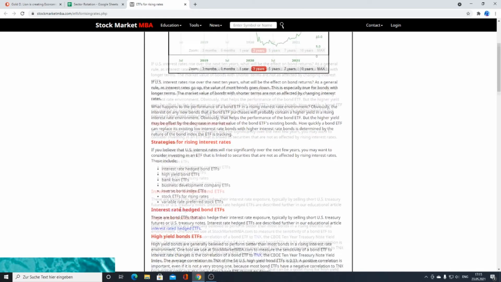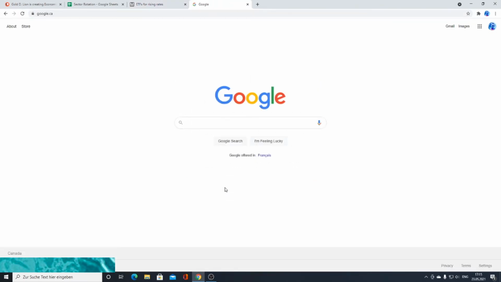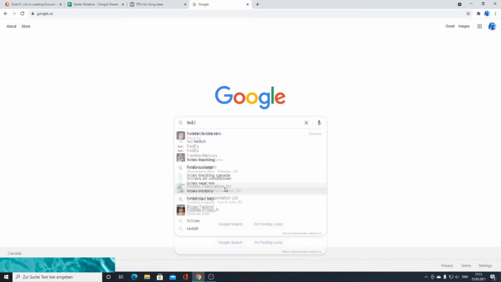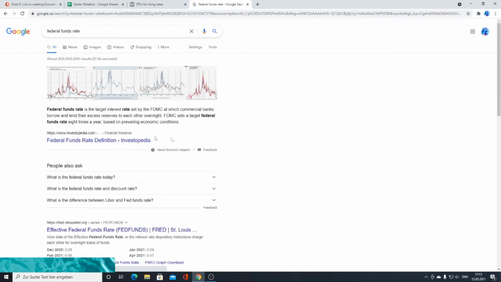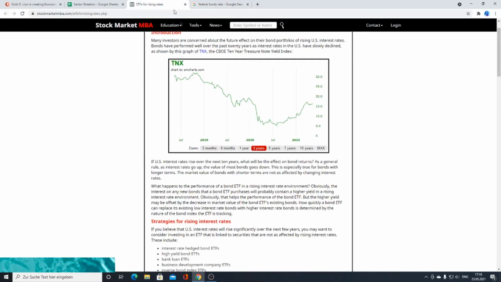Another very important thing is the federal funds rate, which is at the moment at 0.25%. It does not get lower than this. Any lower would be negative interest rates. And the federal funds rate is basically the main rate. When this rate increases, it trickles down to all the other rates, including this indicator right here.